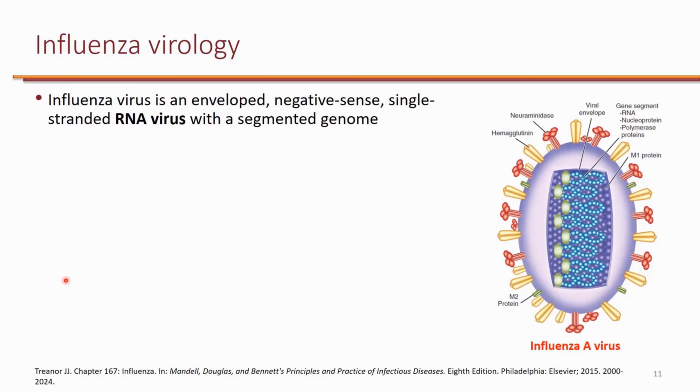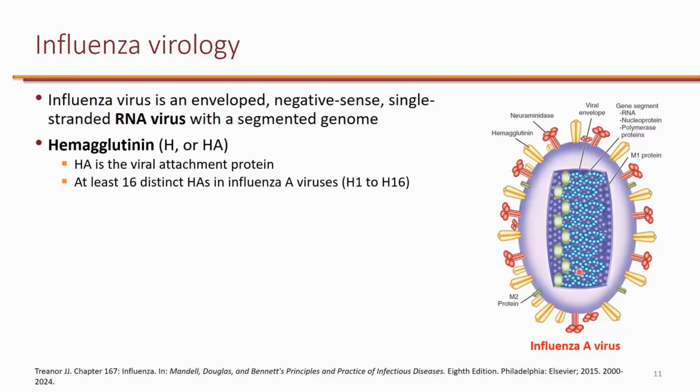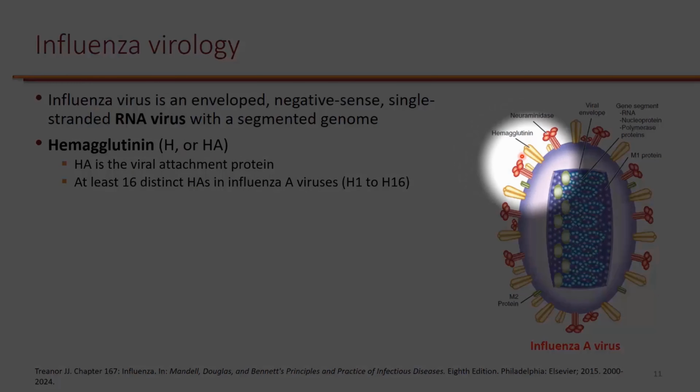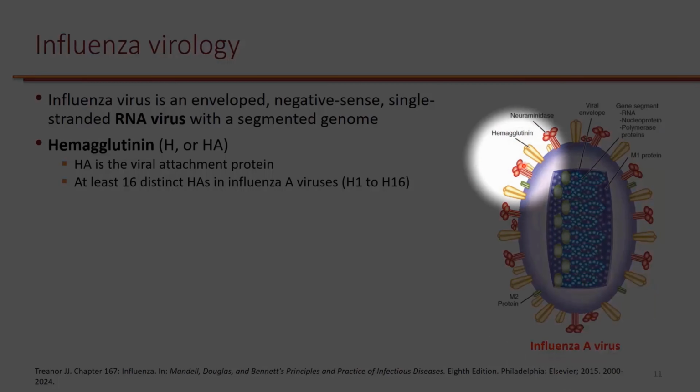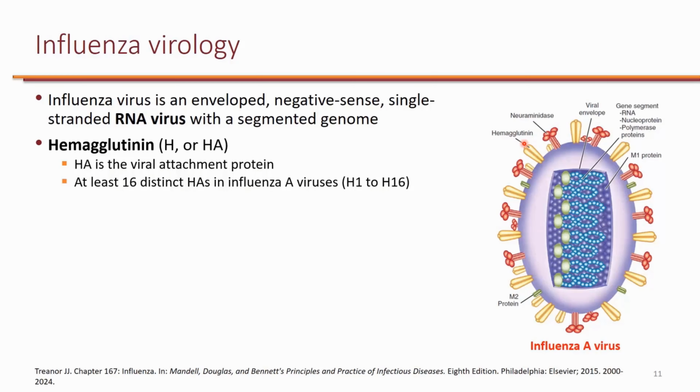Influenza virus is an enveloped negative sense single-stranded RNA with segmented genome, meaning that there are multiple RNAs inside the virus. Hemagglutinin, abbreviated H or HA, is a viral attachment protein, which you can see. So in this picture, I'm showing you influenza A specifically, and this is hemagglutinin. And there are at least 16 distinct hemagglutinins in influenza A.